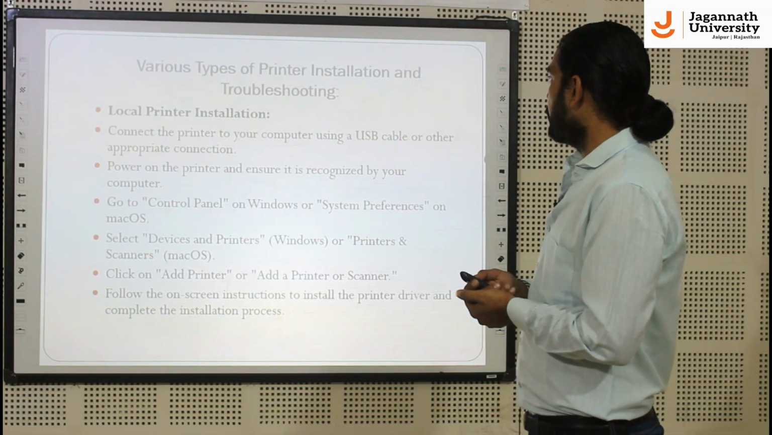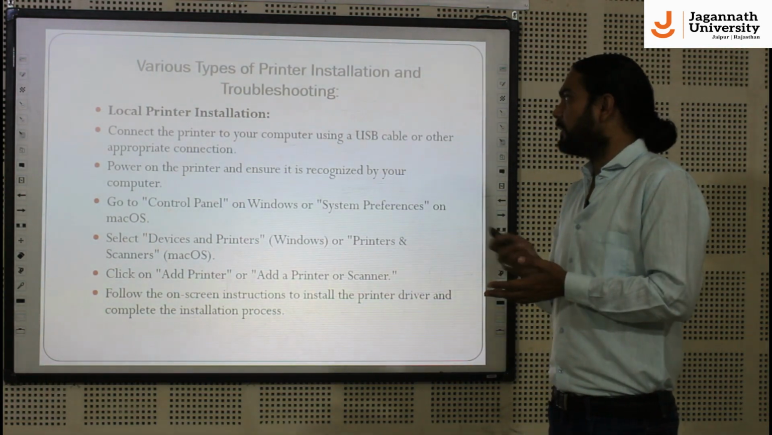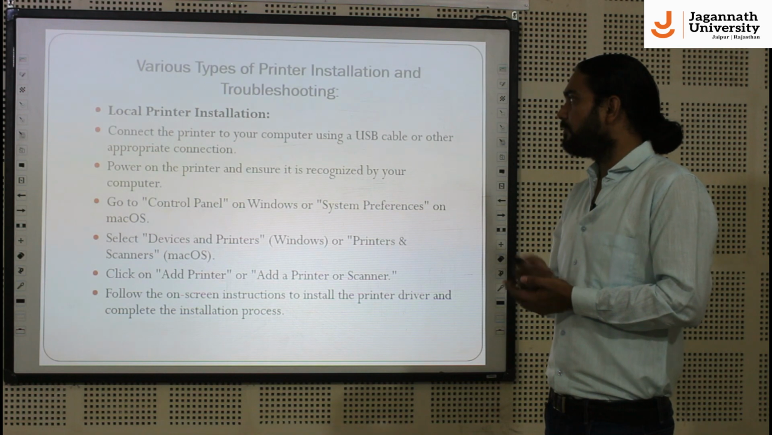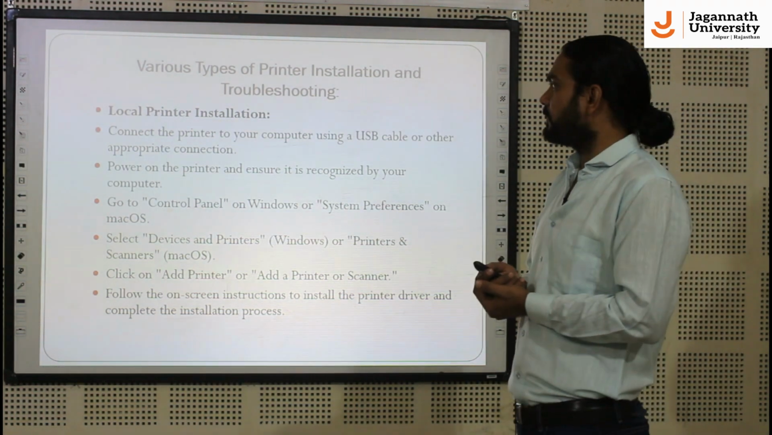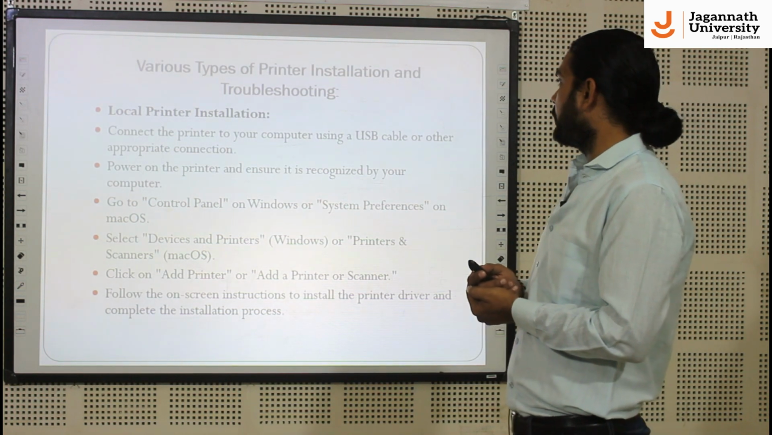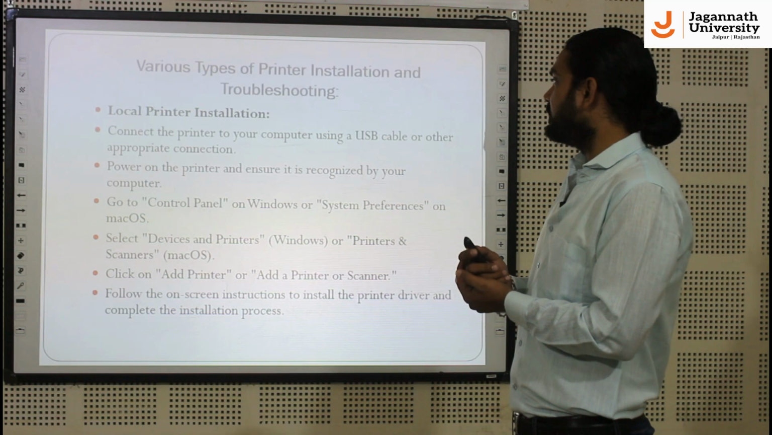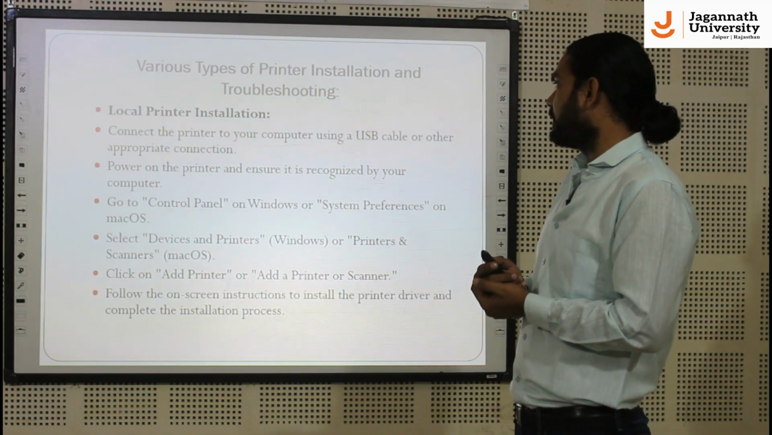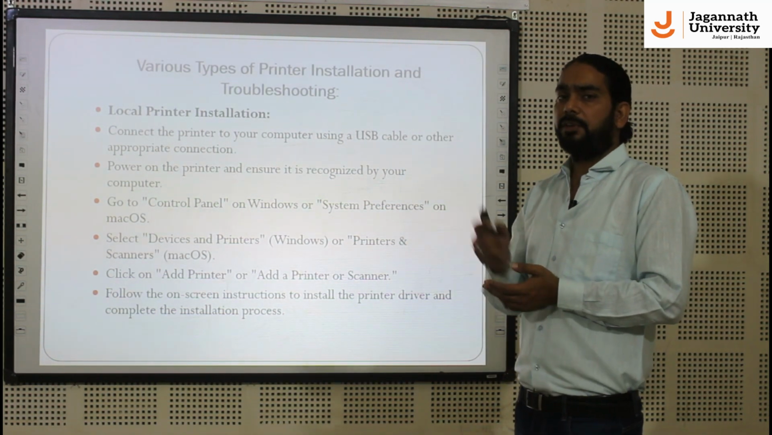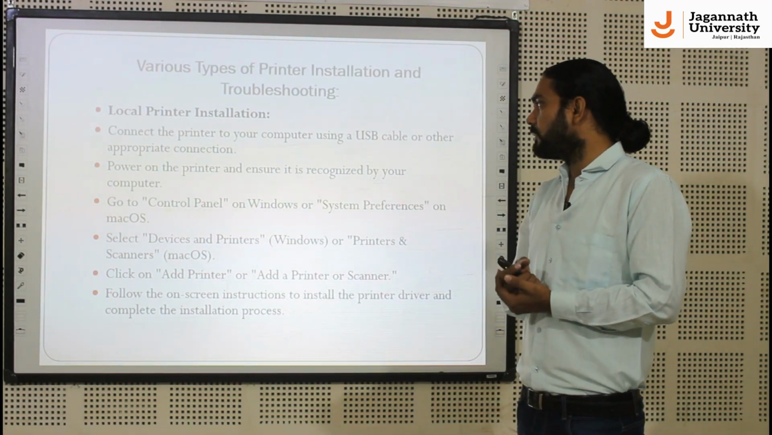These are the various types of printer installations and troubleshooting. There are several types of printers we use. First one is local printer installation. The options are to connect the printer to your computer using a USB cable or other appropriate connection. Second point is to power on the printer and ensure it is recognized by our computer. We will then see the printer options on our desktop or laptop.